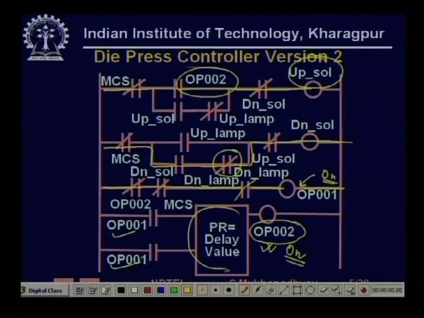So what we have demonstrated is that we have put a timer rung, and now there is a time delay, which can be set by the value of the preset register that we set here, between the down lamp coming on and the up solenoid coming on. That is what we have achieved.